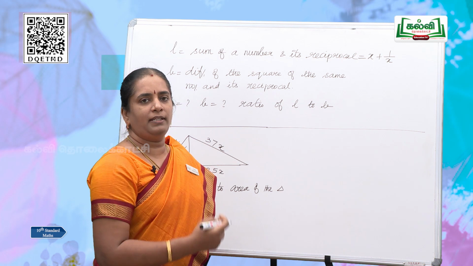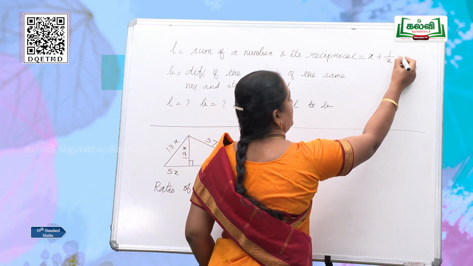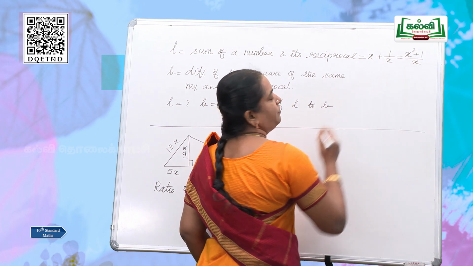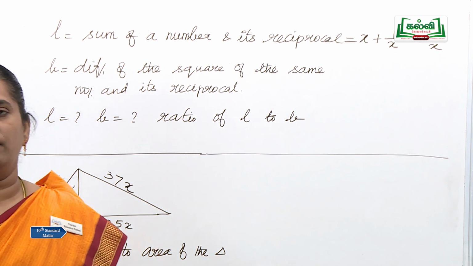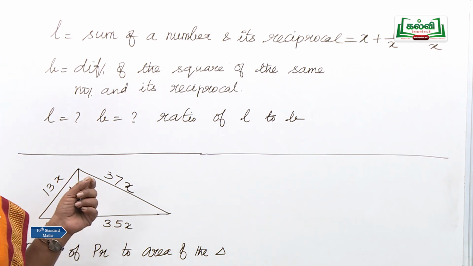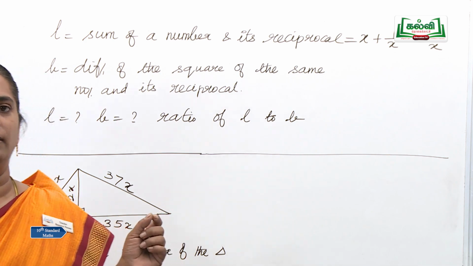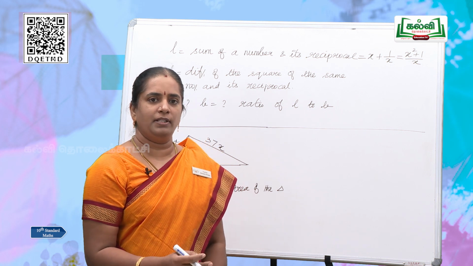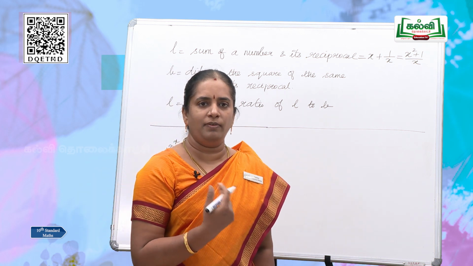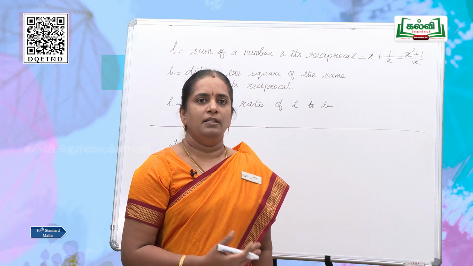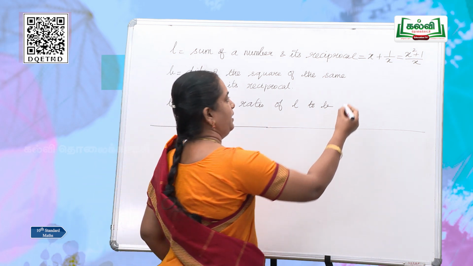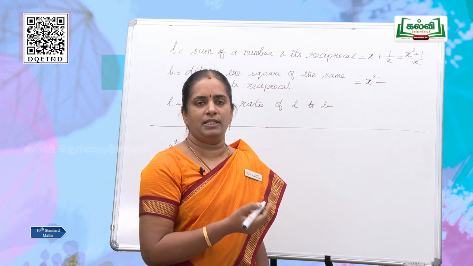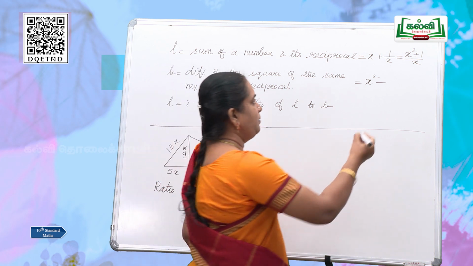You know how to add the fractions. So, the LCM is x, and we are going to add this as x square plus 1 by x. Here the breadth is also given as the difference between the square of the same number and the reciprocal of the square. What is the number we have taken? Yes, x. So, what is the square of x? x square. So, x square minus the reciprocal of this square number, which is 1 by x square.